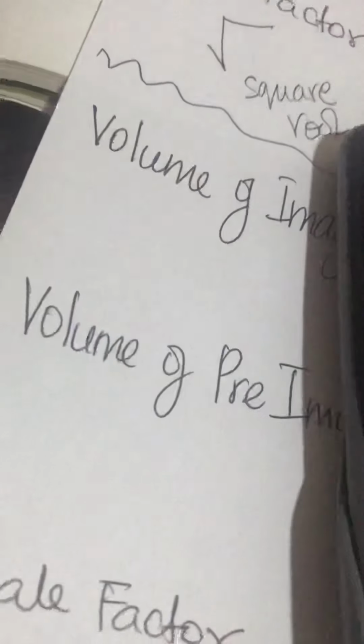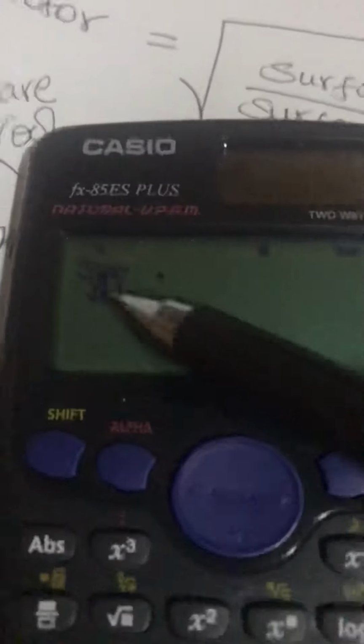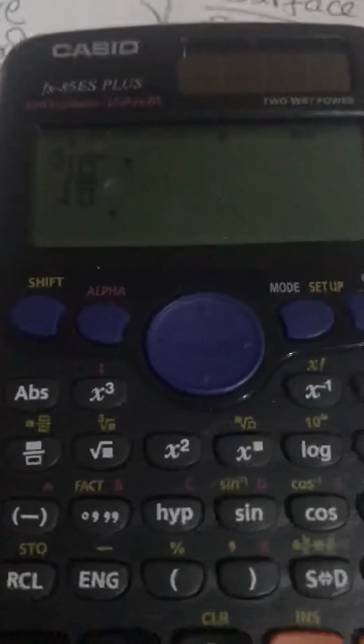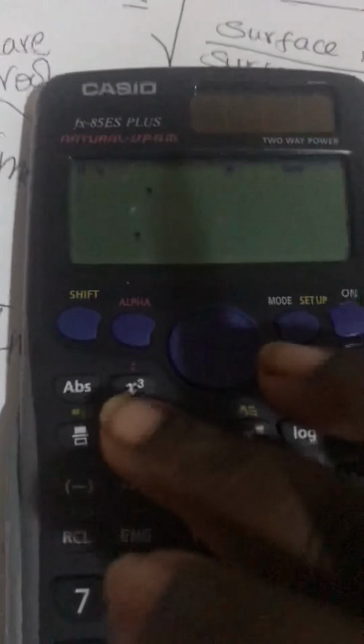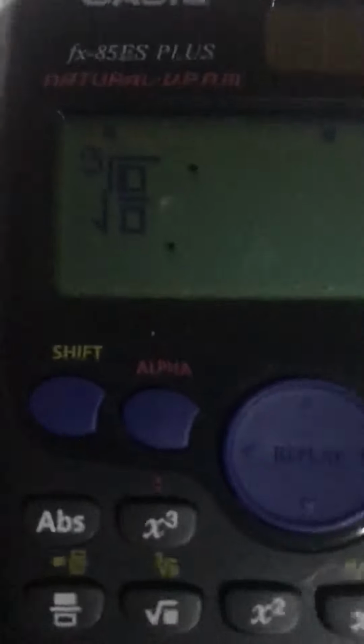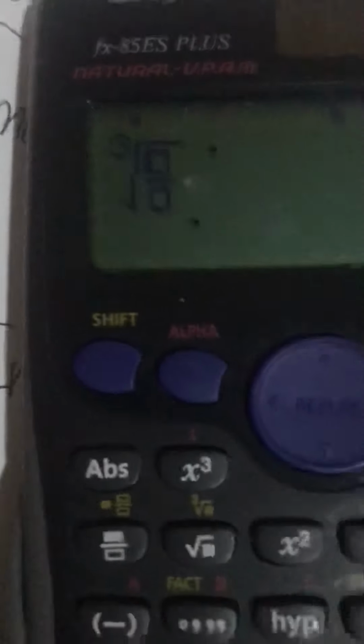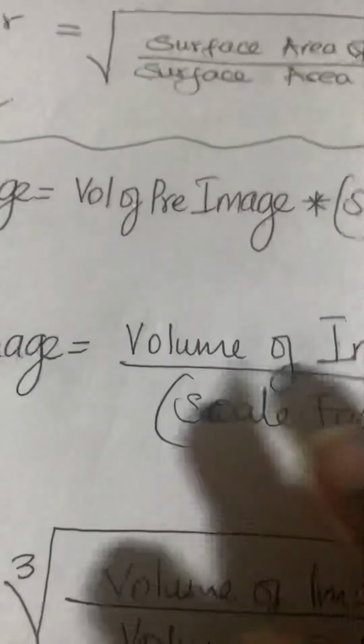How do I find cube root on the calculator? I press shift, I press the square root sign, and there is the cube root sign. And because I want a fraction, I will press the fraction bar. Just like that. Okay? Again, I will press shift, I will press the square root sign, and then because I need a fraction in there, I will make it like that. Okay? All right, now let us do some examples.